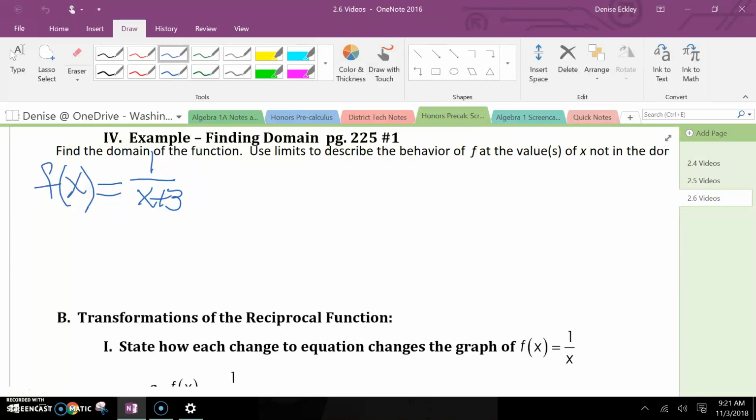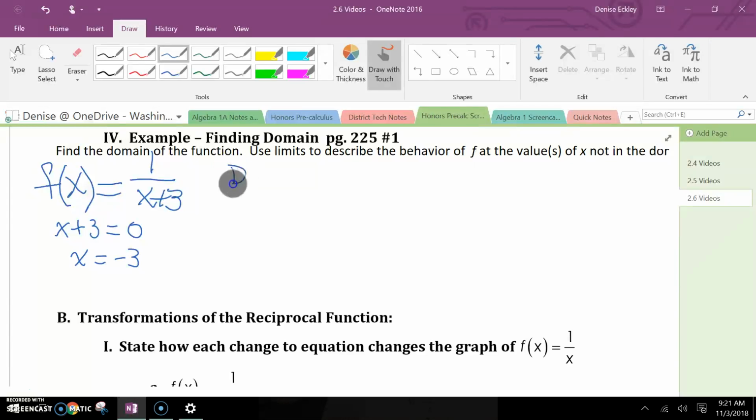So the first thing we need to do is to find where x is not in the domain. That means that we set the denominator equal to 0. So x plus 3 equals 0, and this will give us an x of negative 3. So that is our vertical asymptote, and it's also our excluded value from the domain.